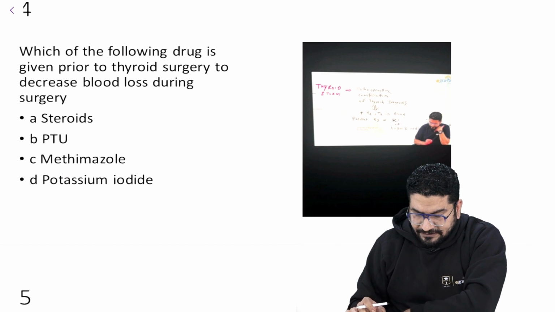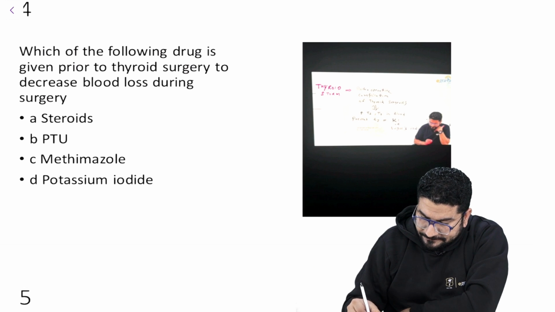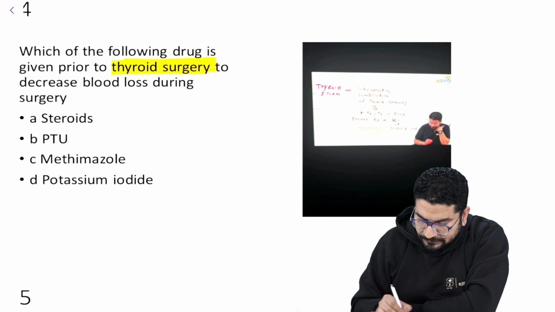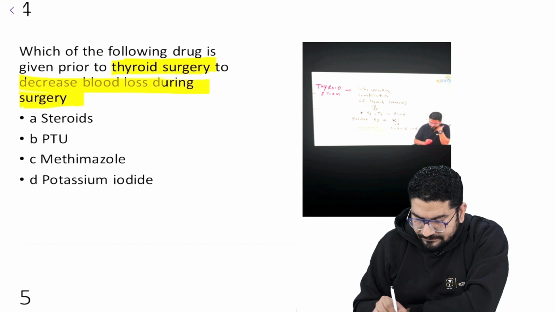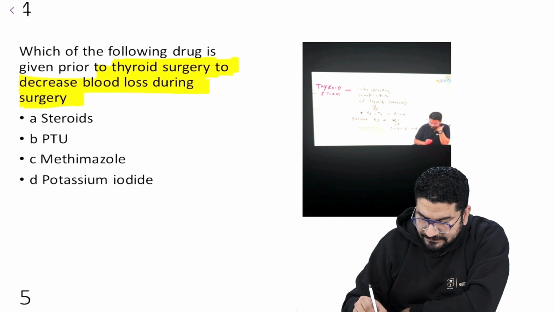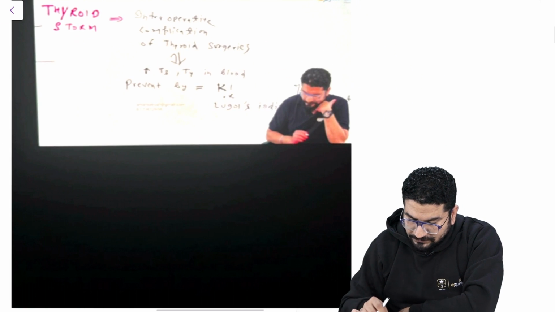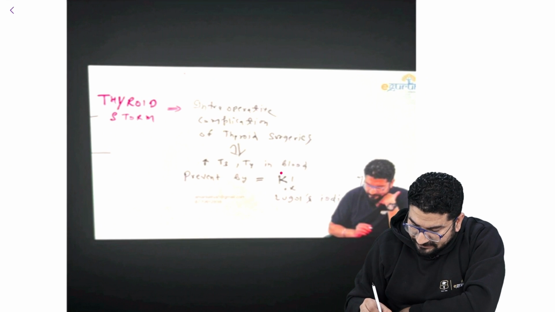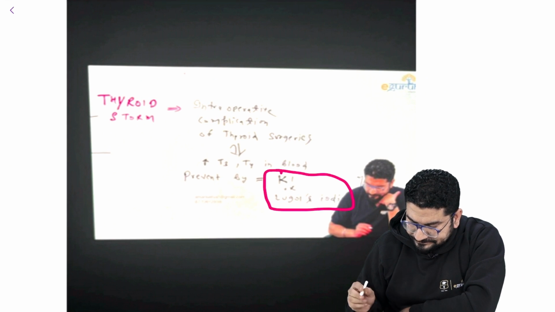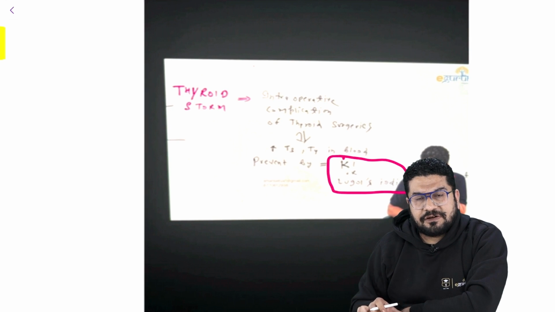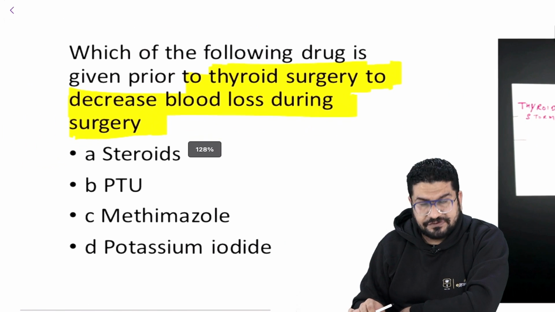Okay, which of the following drugs is given prior to thyroid surgery to decrease blood loss during surgery? Again, this is an easy question. So before thyroid surgery, what do we give? Before thyroid surgery, we give potassium iodide or Lugol's iodine. Lugol's iodine or potassium iodide, we give to prevent a dangerous complication like thyroid storm.